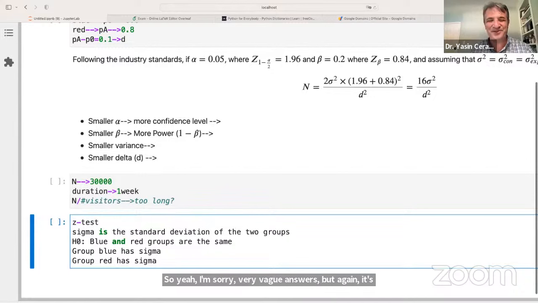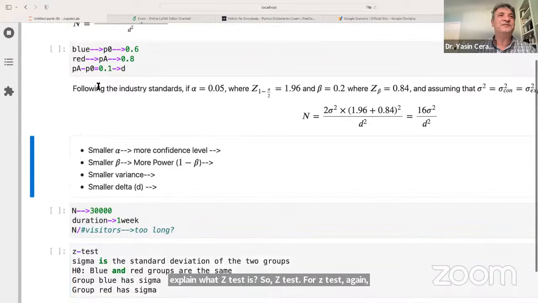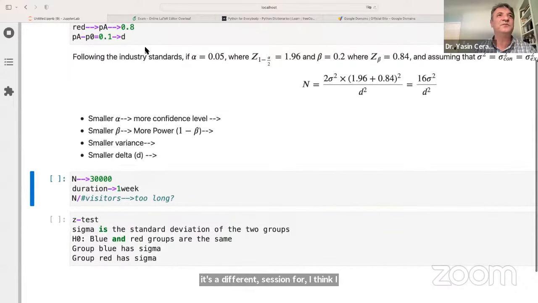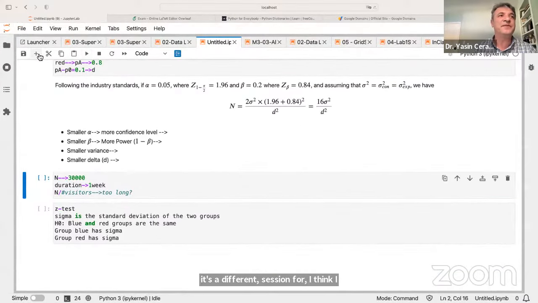You are asking hard questions today. Can you please explain what Z-test is? So for Z-test, again, it's a different session. I think I need another session for Z-test, but let me just tell you this.